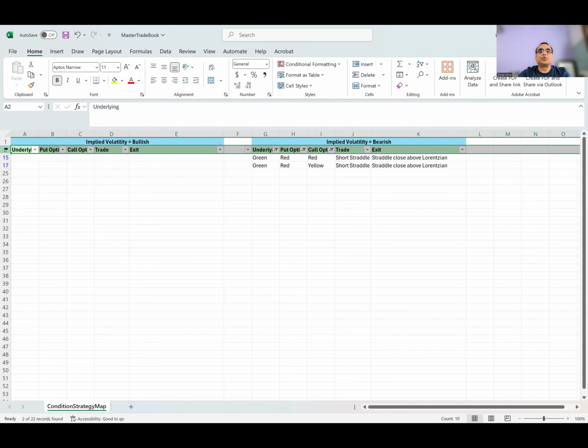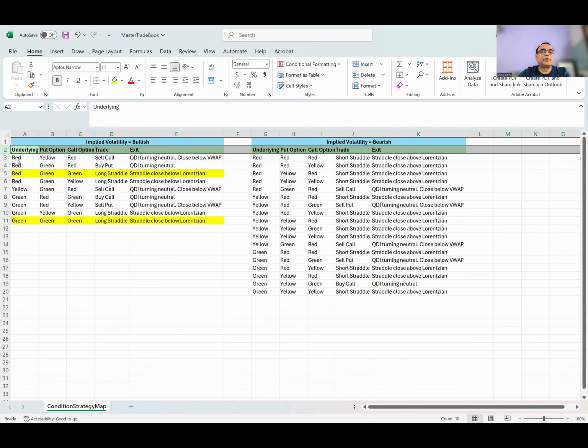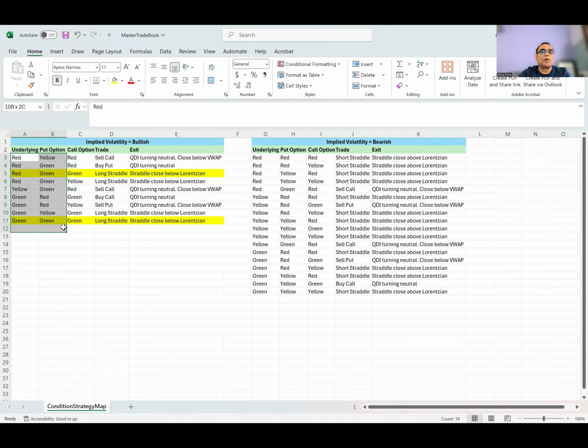So this is how I have done it for both implied volatility being bearish and implied volatility being bullish. Let me show you quickly to give you a little bit of an idea of what I am talking about. As you can see, instead of 27 different combinations which are possible, I have broken it down.